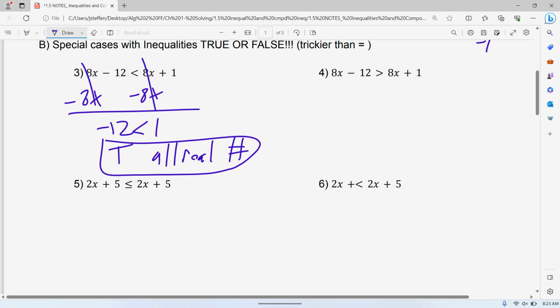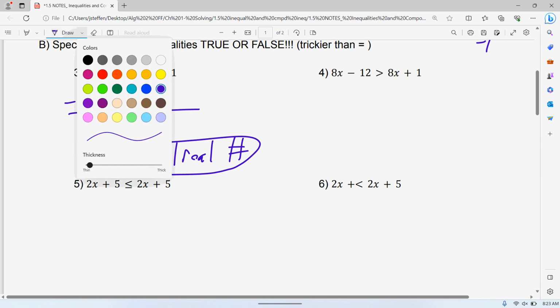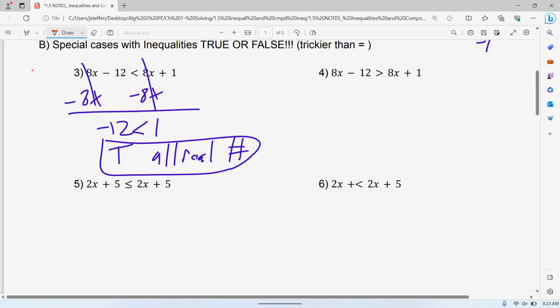So again, doing the math is all the same. If it's false, it's no solution. That's all the same. The only difference is deciding if it's true or false. It's not hard, but you've got to make sure you're paying attention and not going too quickly.